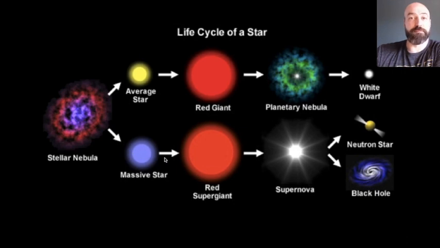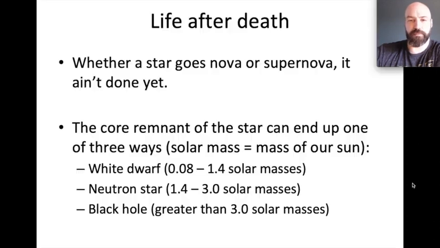On the lower end is massive stars. These are things 1.5 times or bigger than the mass of our star. And so it's going to be a red supergiant supernova and then either become a neutron star or a black hole. So the core remnants, what's left of the gases and the elements from the star, depending on how much mass the star has, will determine what it becomes.